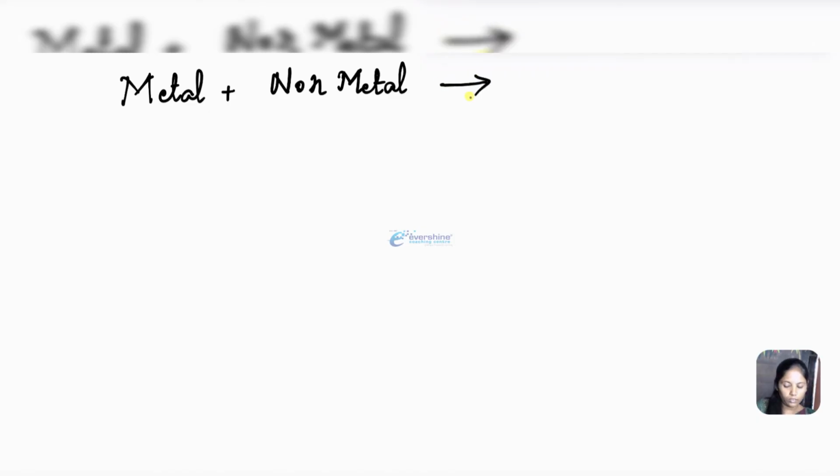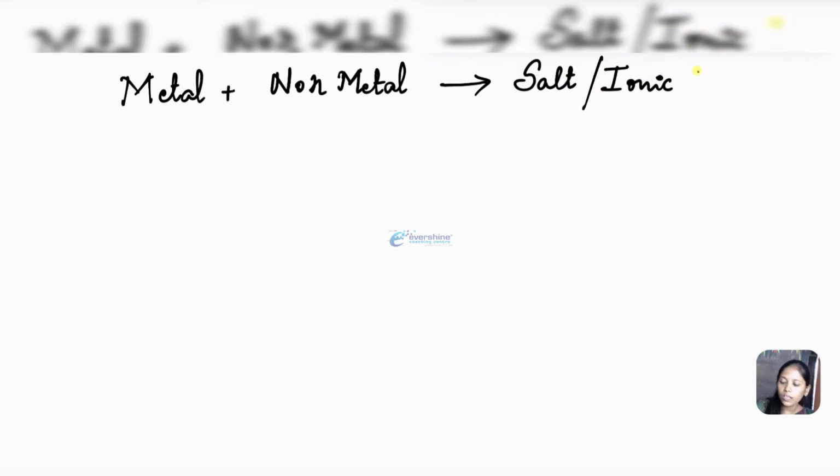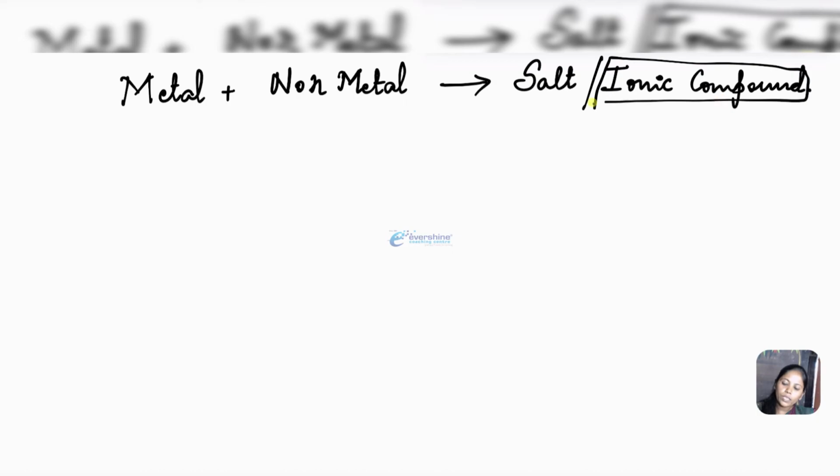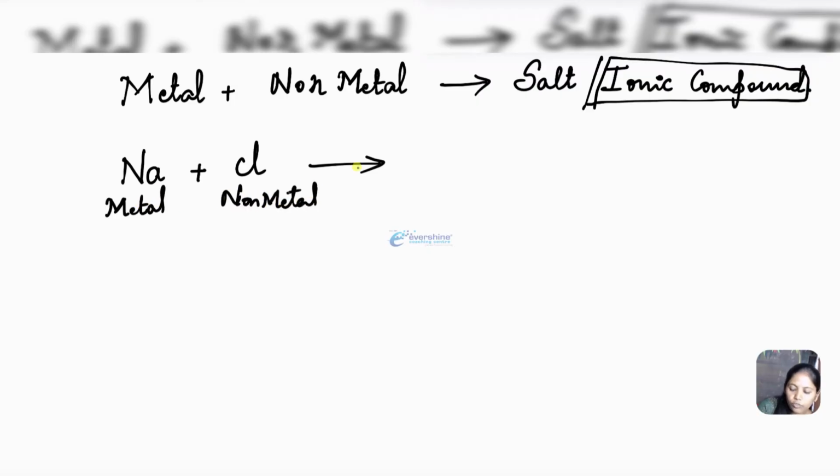Metal and non-metal react to form salt. Salt is also called ionic compound. Very, very important. So ionic compound and its properties are very important. For example, you take sodium and you take chlorine. Sodium is a metal, chlorine is a non-metal. Sodium and chlorine react to form sodium chloride. Sodium chloride is now salt, or an ionic compound.